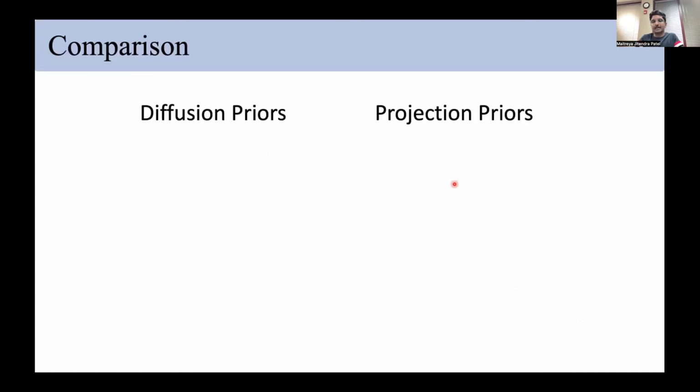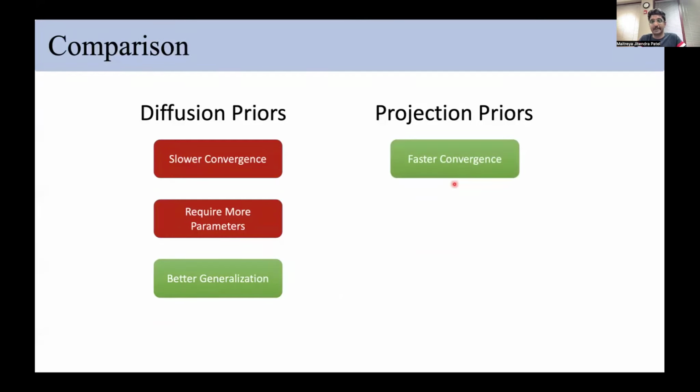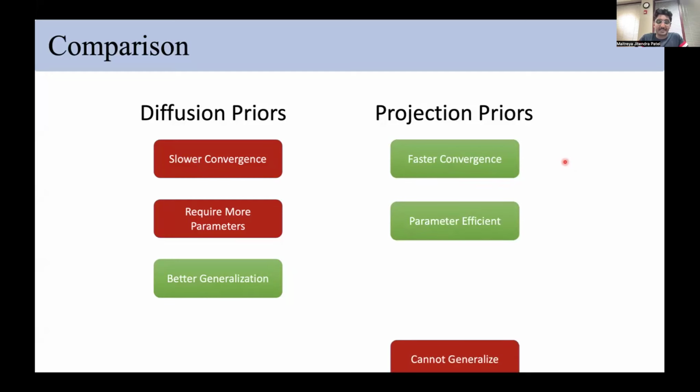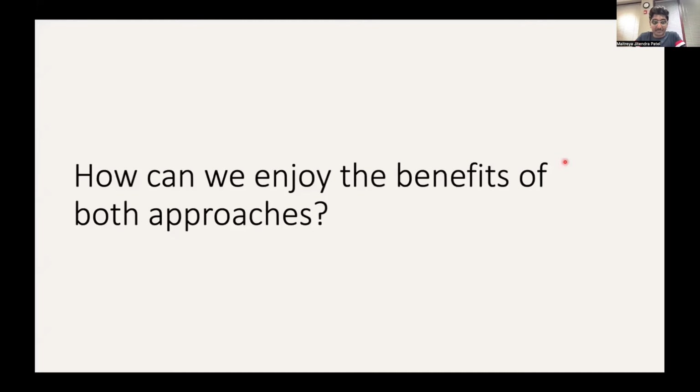So if we compare both these approaches side by side, then diffusion models are slower in convergence, require more parameters, but are better at generalization. While the projection priors are faster in convergence, are parameter efficient, but cannot generalize outside the data set, because in projection loss, we are directly maximizing the evidence lower bound on the training data set. So if we do not cover a sufficient amount of the distribution, the model cannot generalize on the OOD scenarios.